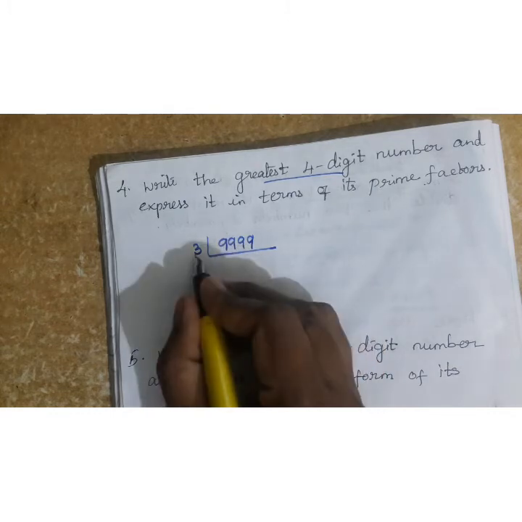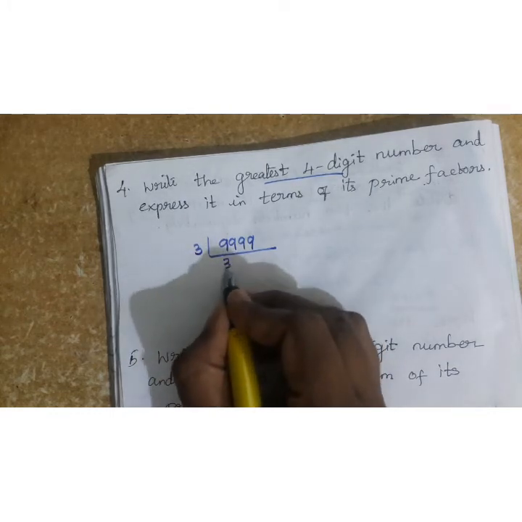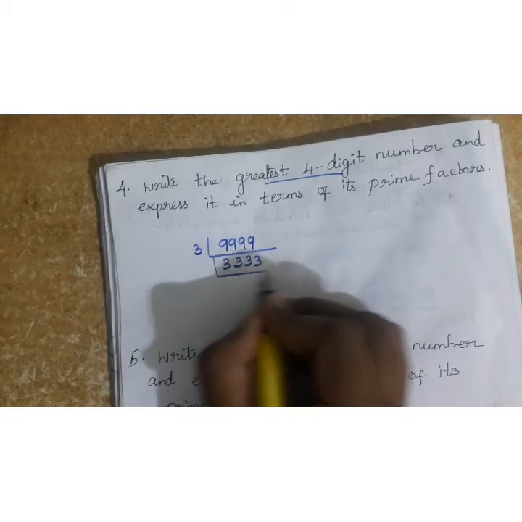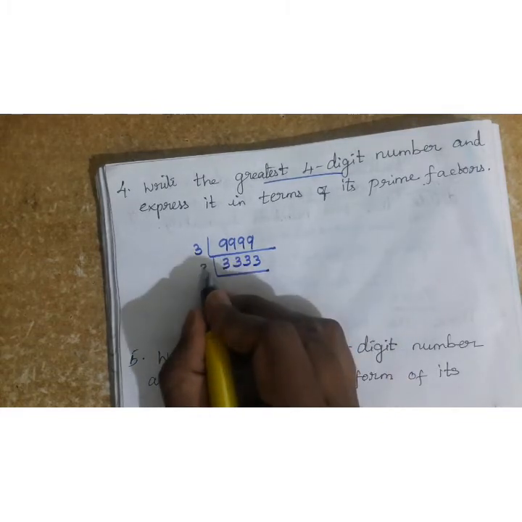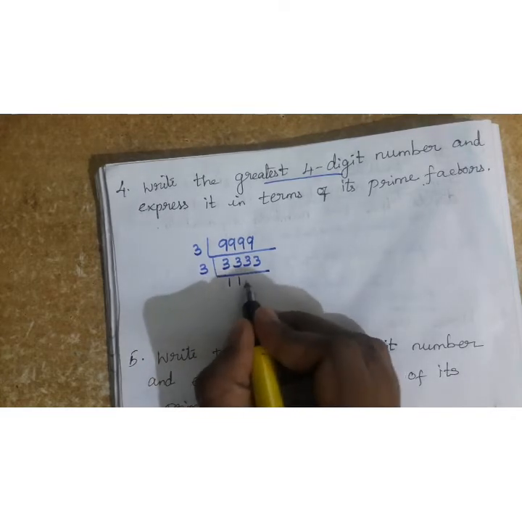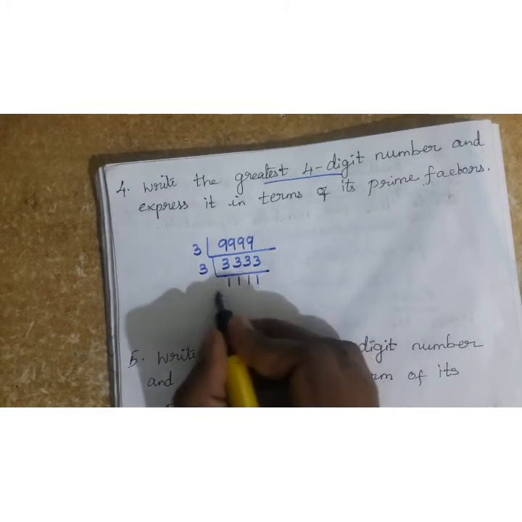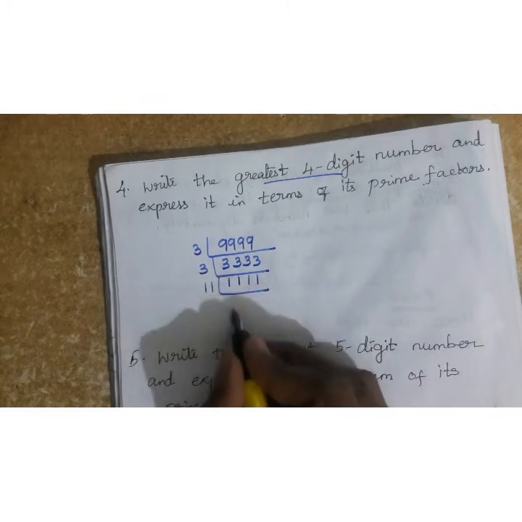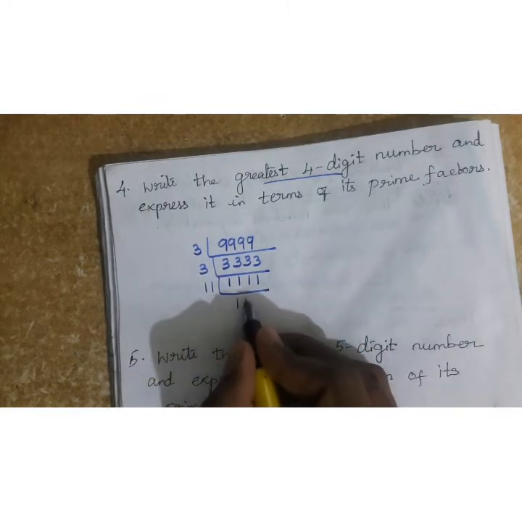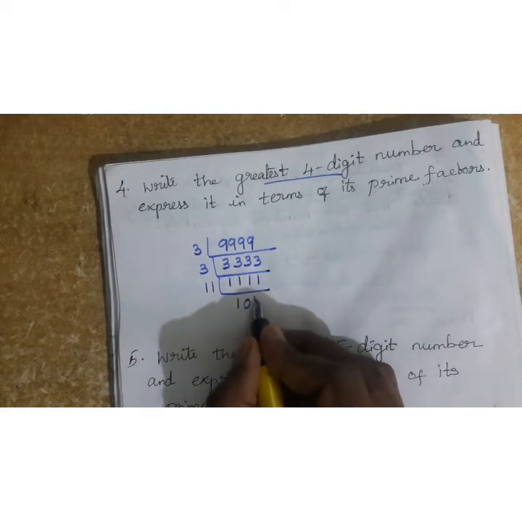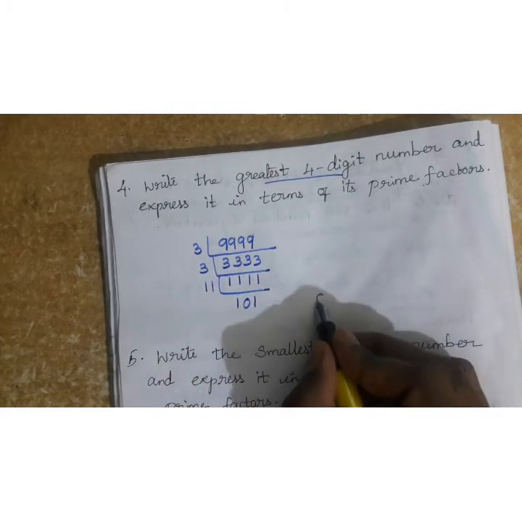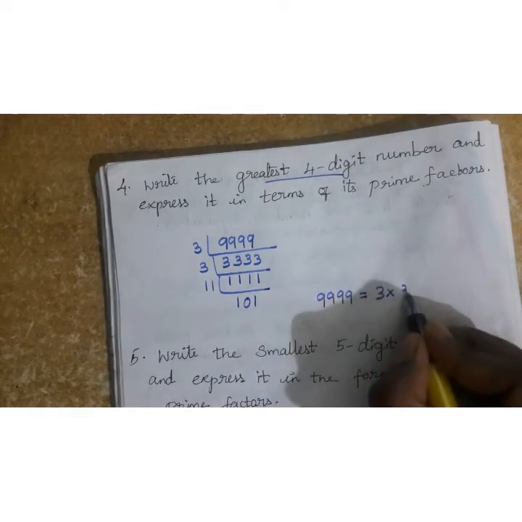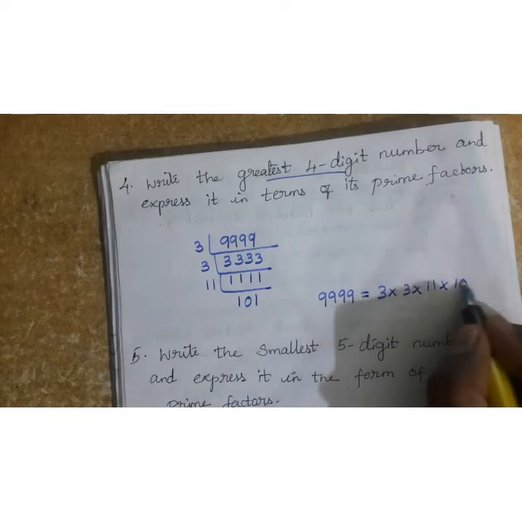Divide this number by 3. 3 3s are 9. Now divide this number by 3 again. 3 times 1. Now divide this number by 11. 11 times 1 is 11. So 9999 is equal to 3 into 3 into 11 into 101.